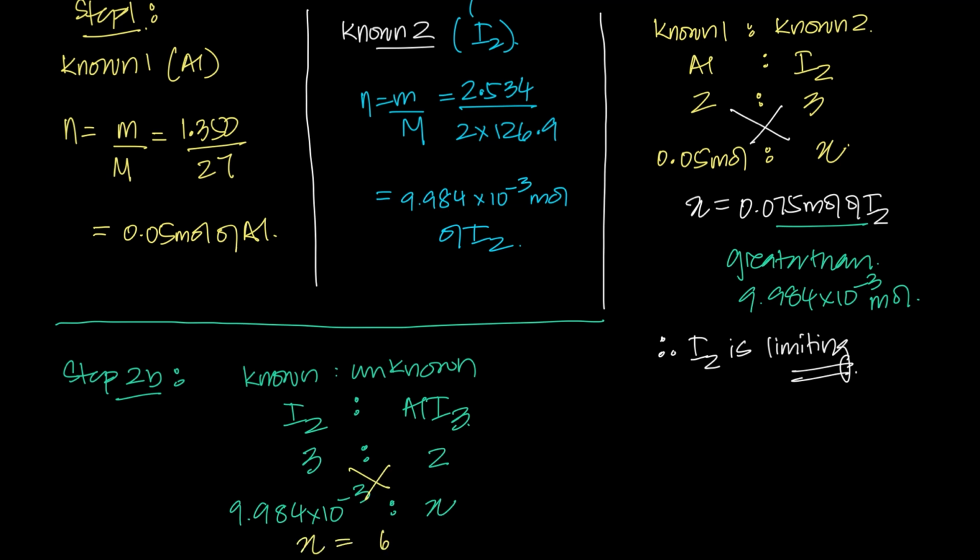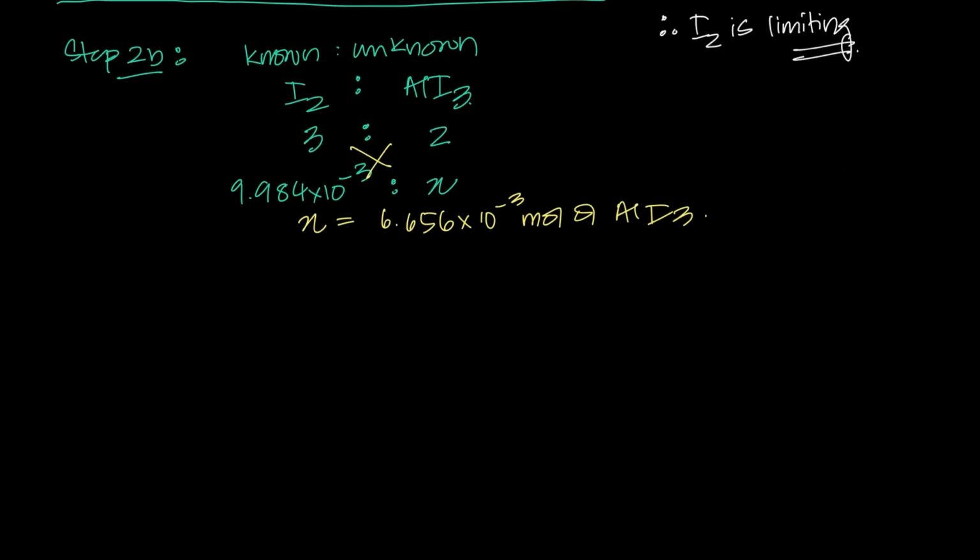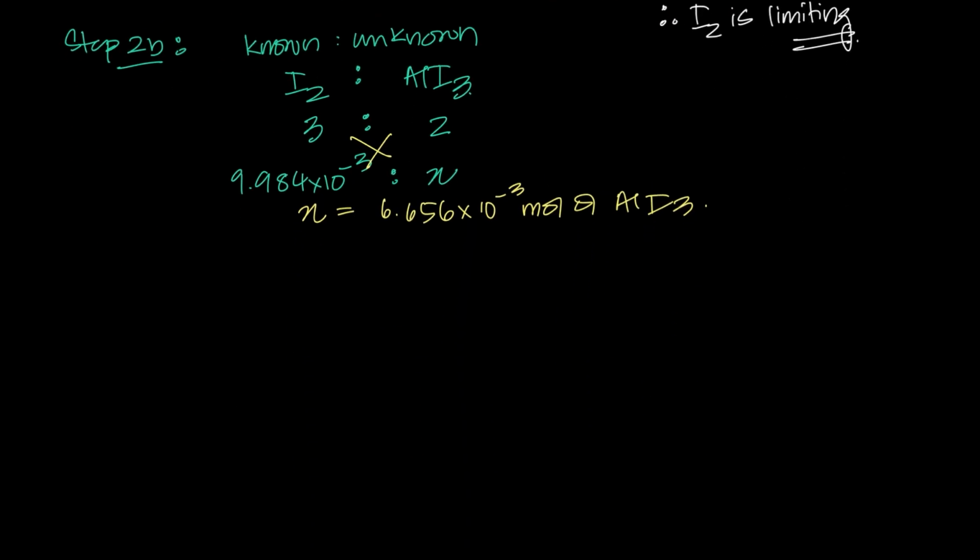Once I figured out the excess aluminum, I never needed it. I just use iodine to find this. So this many moles of iodine will produce 6.656 times 10 to the power minus 3 moles of AlI3. So now I have the moles of my product, which is step 2b. And the last part, step 3, is what? Converting the moles of the unknown to what?